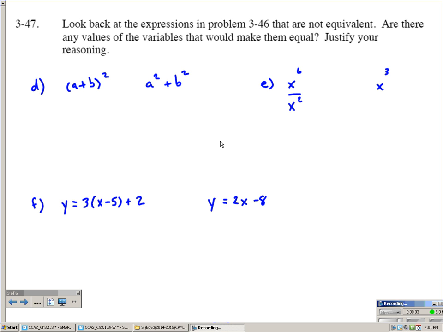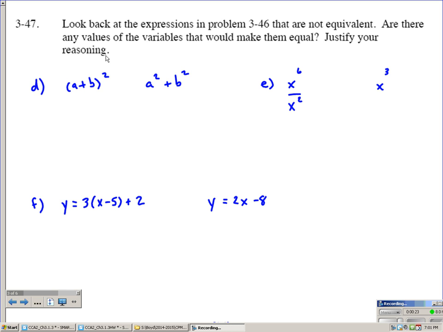3-47. This problem is based off of problem 3-46. So if you haven't done 3-46 yet, you may want to go ahead and complete it before you try to do 3-47. It states, look back at the expressions in problem 3-46 that are not equivalent. Are there any values of the variables that would make them equal?